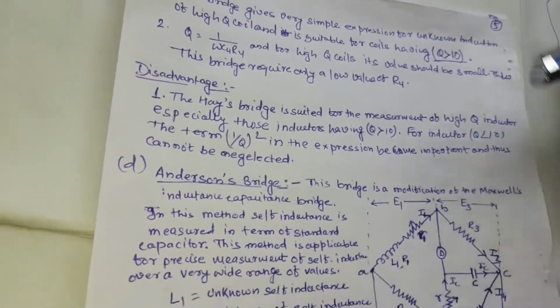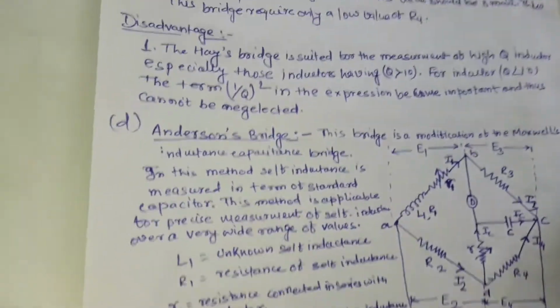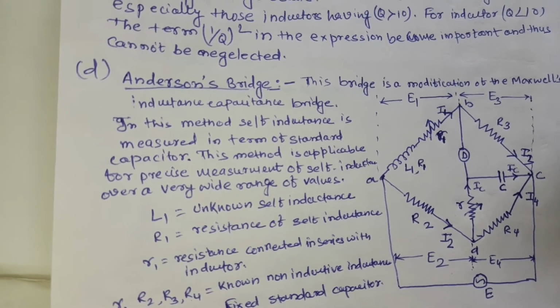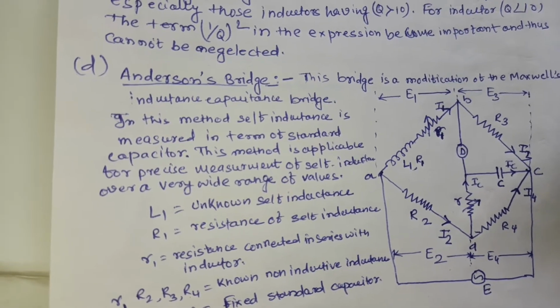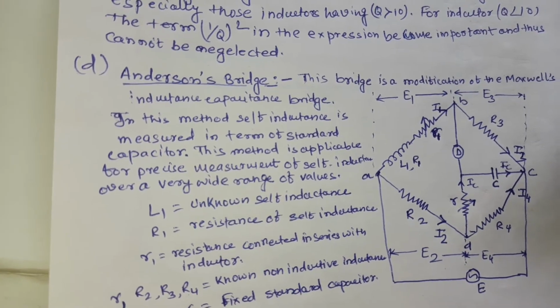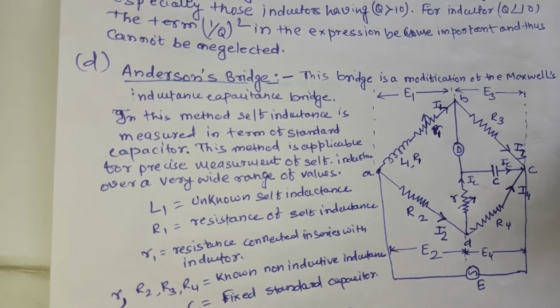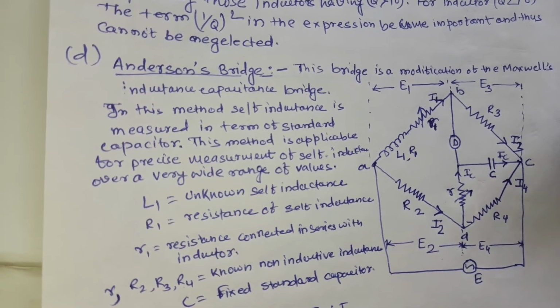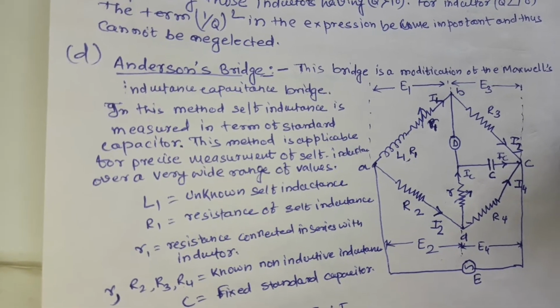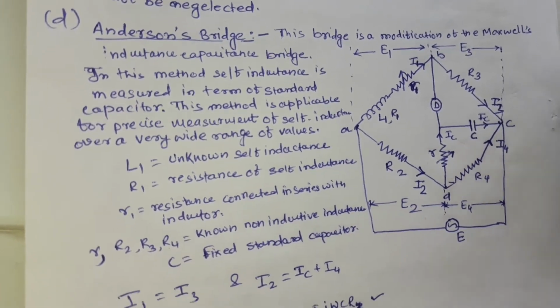Next one, the Anderson bridge. Fourth one is the Anderson bridge. So the Anderson bridge is a modification of Maxwell's inductance capacitance bridge. In this method, self-inductance is measured in terms of a standard capacitor. This method is applicable for the precise measurement of self-inductance over a very wide range of frequency.